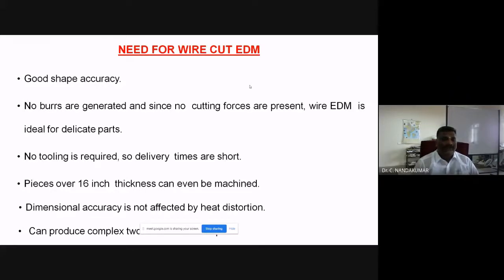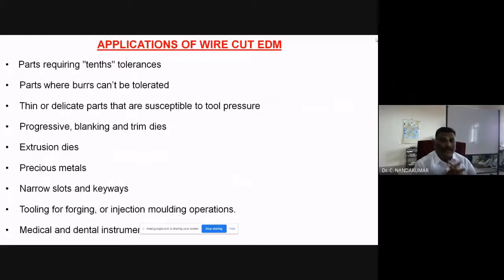So delivery times are short. Pieces over 16-inch thickness can even be machined. Dimensional accuracy is not affected by heat distortions. It can produce complex shapes and parts requiring thin tolerance, parts where burrs cannot be tolerated, thin or delicate parts that are susceptible to tool pressure, and progressive blanking and trim dies, extrusion dies, precious metals, narrow slots and keyways, and angle and tooling for forging and or injection molding operations, and medical and dental instrumentation.